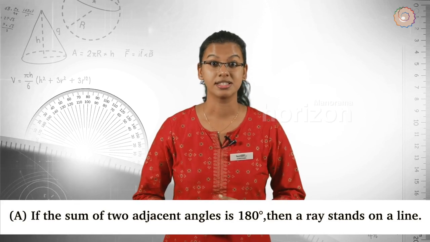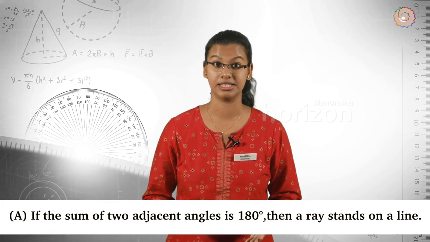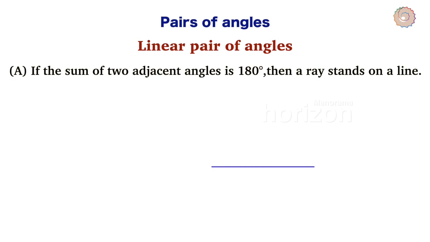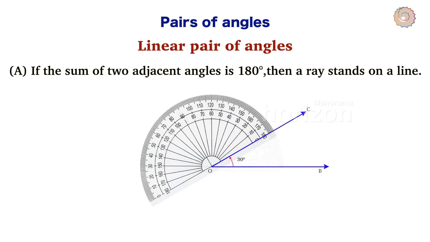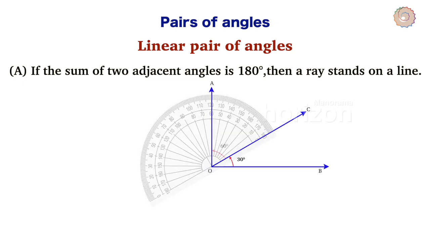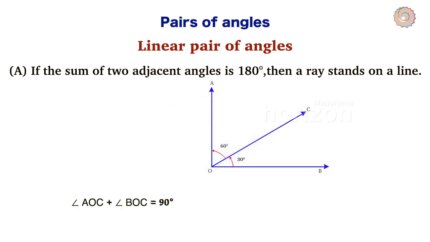Draw adjacent angles of 60 degrees and 30 degrees. First, draw a ray, say OB. Then, with a protractor, mark a ray OC at 30 degrees anti-clockwise from OB. Repeat the procedure to mark another ray OA which is 60 degrees anti-clockwise from OC. Now, the sum of these two angles is 90 degrees. It is not 180 degrees. So, as per the statement, the ray should not stand on the straight line.